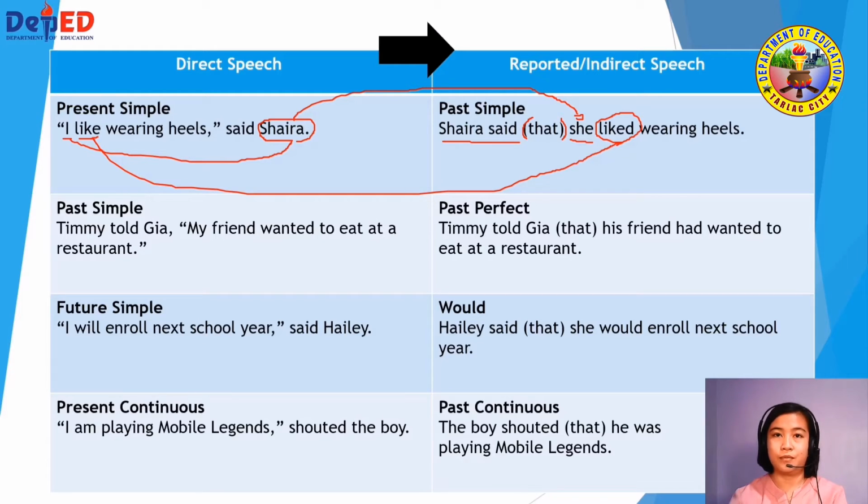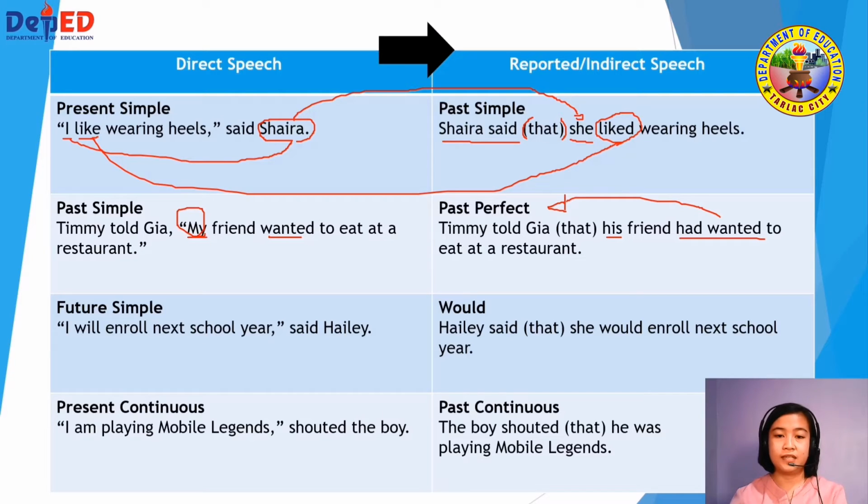So simply, if you have a direct speech which is in the present simple, the reported speech will be in the past simple. On the second row, we will see the sentence in the direct speech which is in the past simple tense. Timmy told Gia, "My friend wanted to eat at a restaurant." Notice what happened with the pronoun my and wanted in the opposite column, which is the reported speech. My became his, and wanted became had wanted, which is the pattern when we write a sentence in the past perfect. So, if the direct speech is in the past simple, the reported speech is in the past perfect tense.